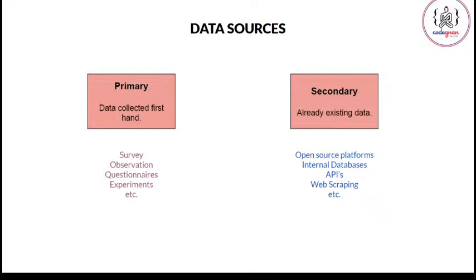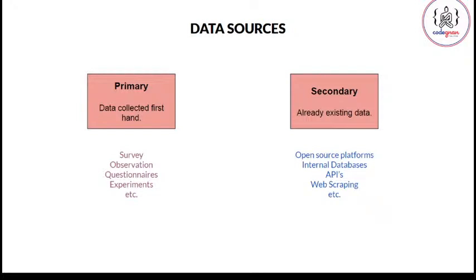Now what is a secondary source? Secondary sources of data are those which already exist, like your repositories. Go to Kaggle, you download this data, this is a secondary source. Someone has done some project, from his project you try to get the data, then this is again secondary. All right, so we have open source platforms, we have internal databases, and there are different APIs through which you can use this data. And then there comes web scraping. So web scraping also falls into this secondary category.